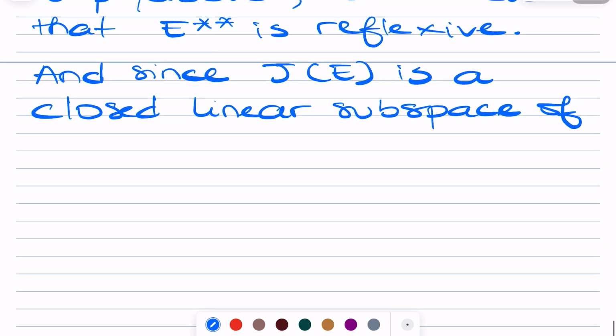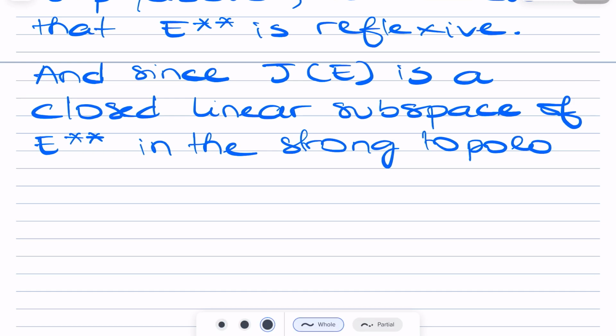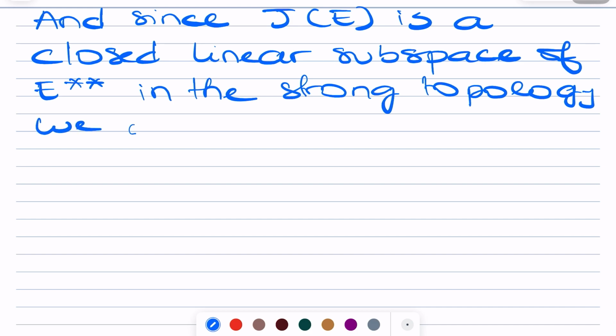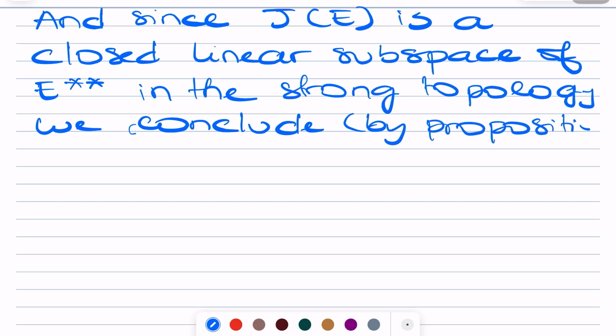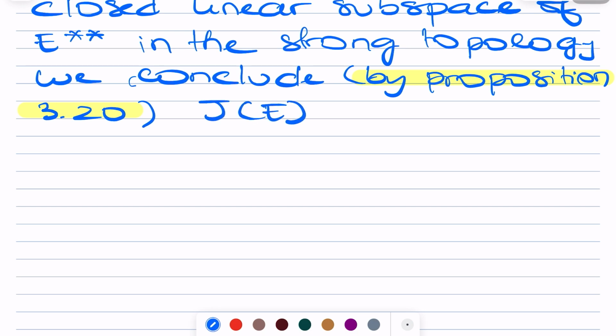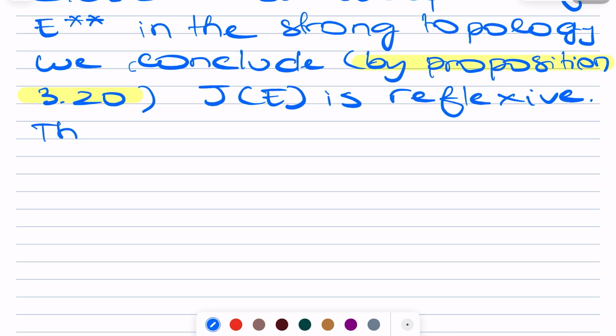So since J of E is a closed linear subspace of the reflexive space, in the strong topology, of course, we conclude, this was actually by proposition 3.20, we highlight that, so we conclude that J of E is reflexive as well. So therefore E is reflexive.